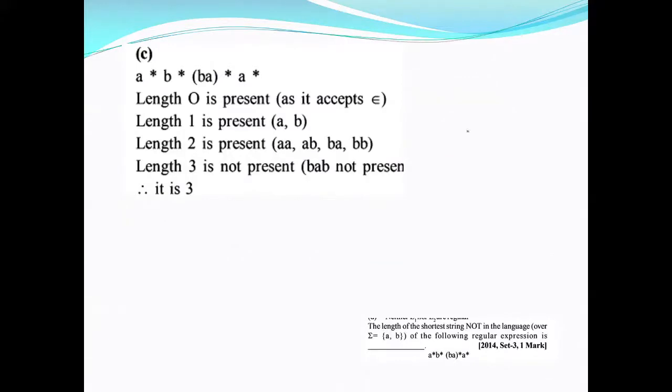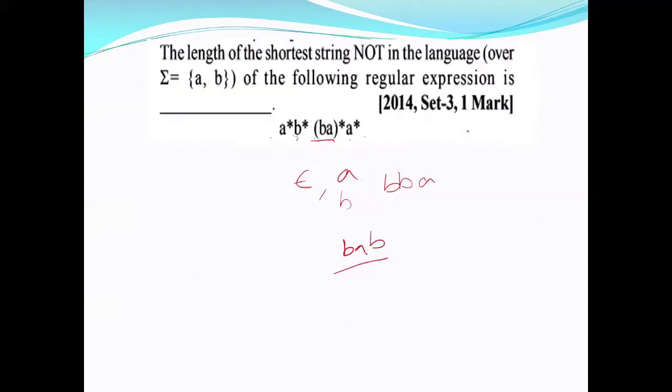Strings of length 2, all strings of length 2 are possible. You can get AA, or you can get AB, you can get BB, BA, whatever. But BAB is not possible. AAB is possible, but BAB is not possible. Only by observation.